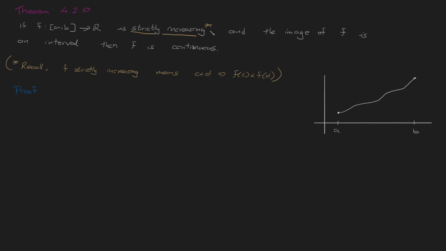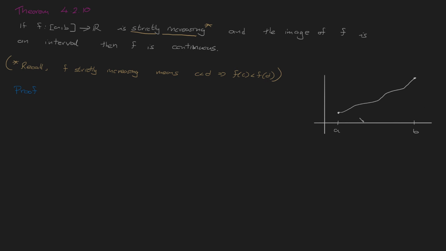So requiring it to be an interval is in a sense ensuring that there are no gaps, and requiring that it's strictly increasing is also ensuring that if I did have a gap over here, breaking continuity, it wouldn't somehow be filled in later as the function decreased and filled in that part of the image.